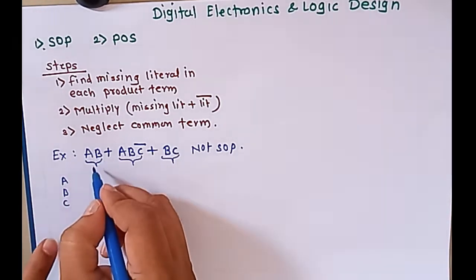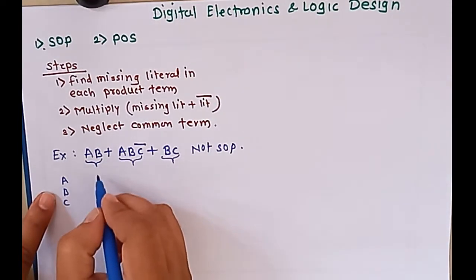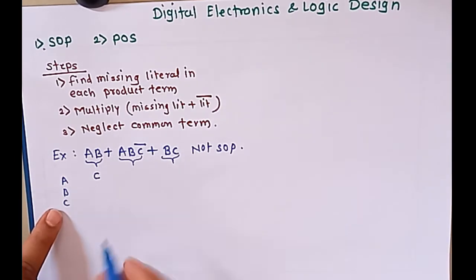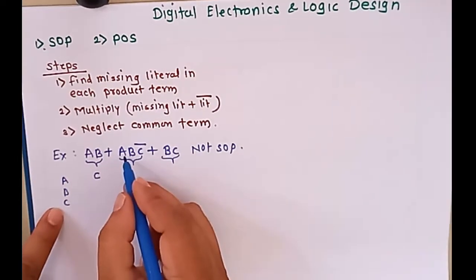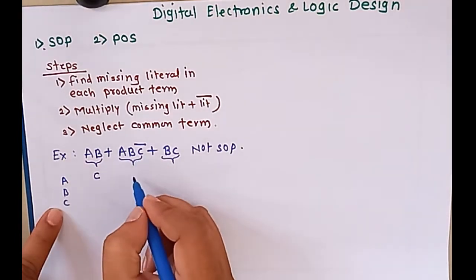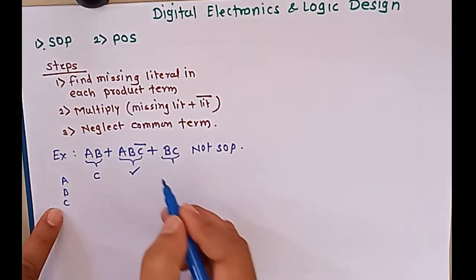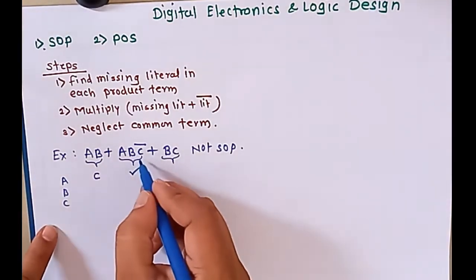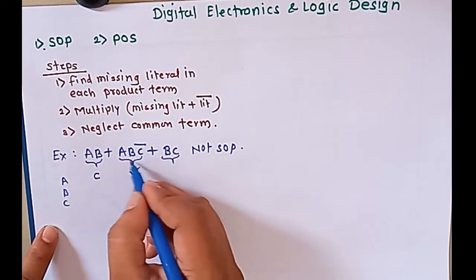So here which literal is missing? For the first product term, here literal C is missing. Then the next term is ABC bar. Here all the literals are present, so there is no need to find the missing literal, because all literals are present, so there is no issue regarding this product term.